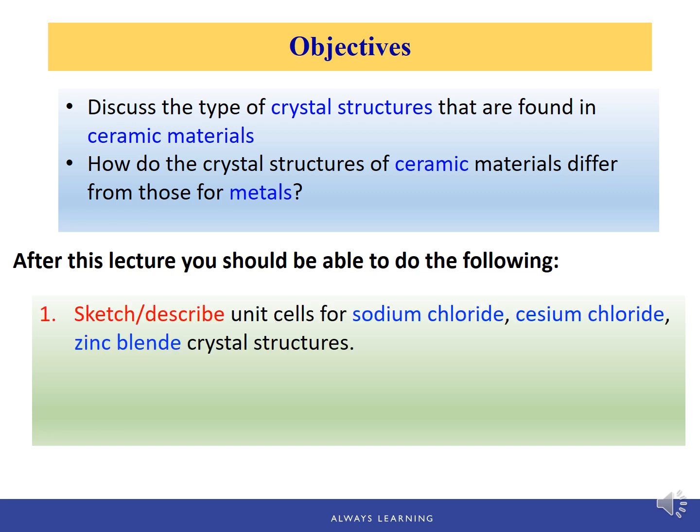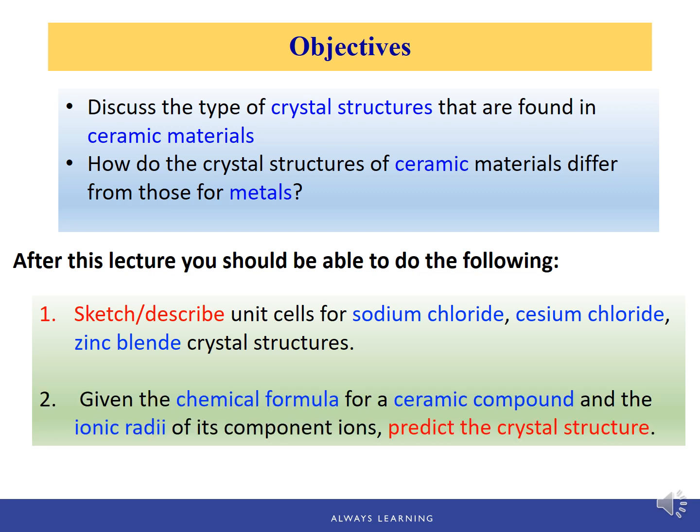First, sketch or describe unit cells for sodium chloride, cesium chloride, and zinc blende crystal structures. And when you're given the chemical formula for a ceramic compound and the ionic radii of its component ions, you should be able to predict the crystal structure.